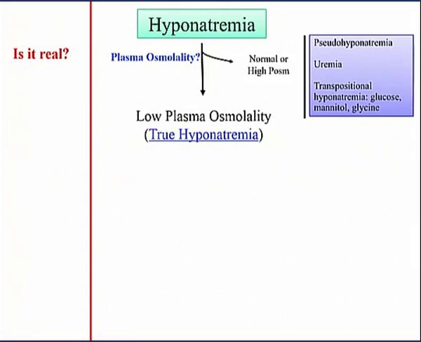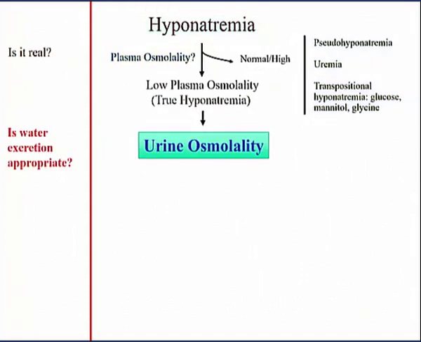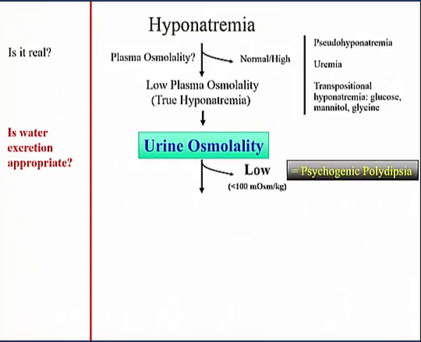So if you have low plasma osmolality, you have true hyponatremia, so then you can move to the second critical clinical question, which is: is the patient excreting water appropriately? Is there an appropriate renal response to that? And if the urine osmolality is low, or less than 100 arbitrarily, then that patient has intact water excretion.